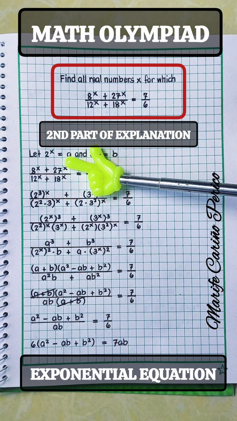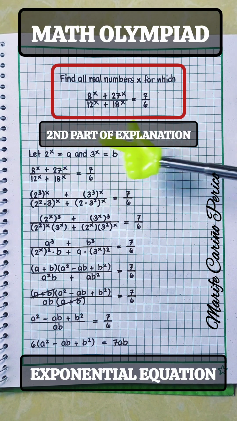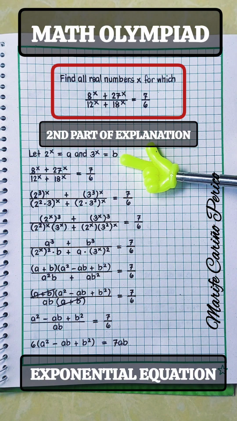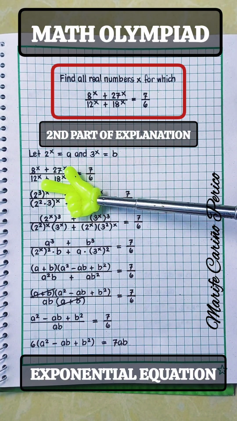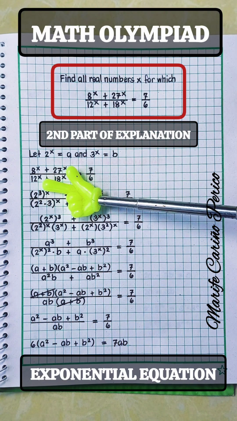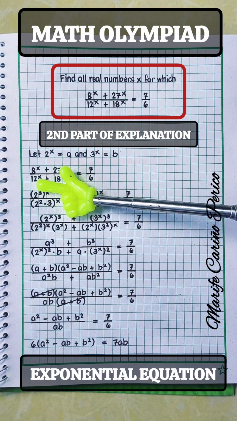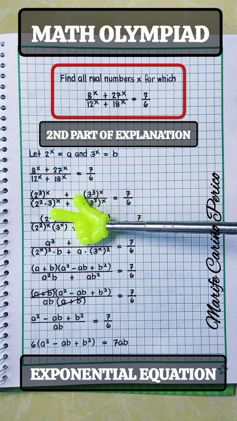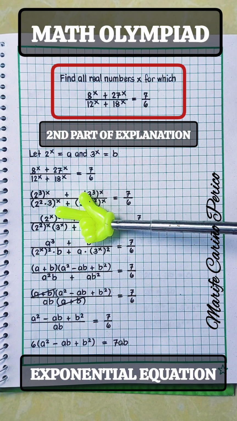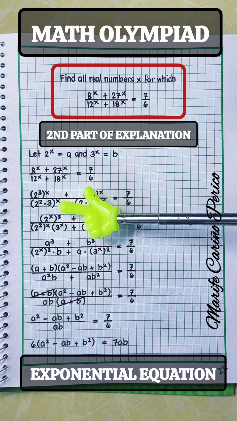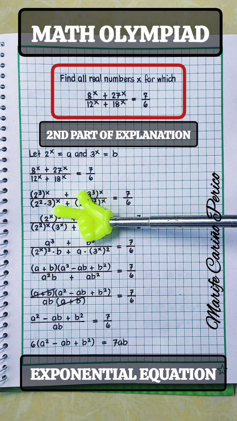Let 2 raised to the power of x equal a, and let 3 raised to the power of x equal b. The first term of the denominator is 12 raised to the power of x. The base number is 12, and its prime factorization is 2 times 2 times 3, or 2 squared times 3. By replacing this base number 12 with its prime factorization, this first term of the denominator becomes quantity 2 squared times 3 raised to the power of x.